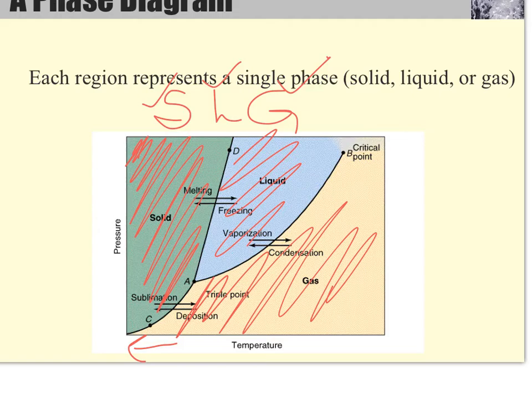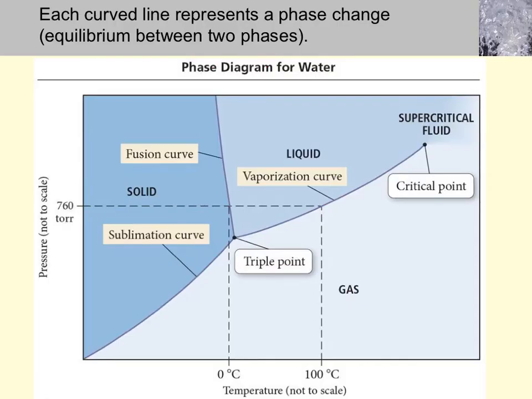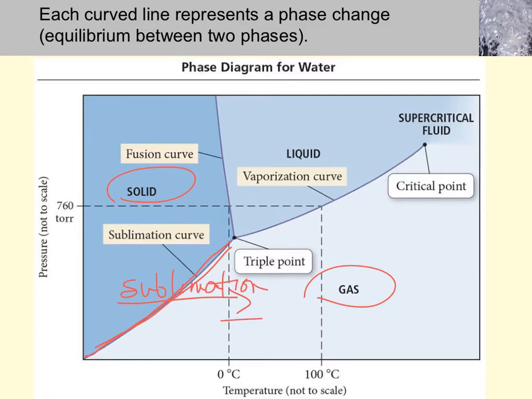The lines represent phase changes. So this particular line separates the solid from a gas. And so going directly from a solid to gas is called sublimation. Make sure you know all these names. If you were to go the other direction, a gas back to a solid, you may not know this phrase. That's called deposition.